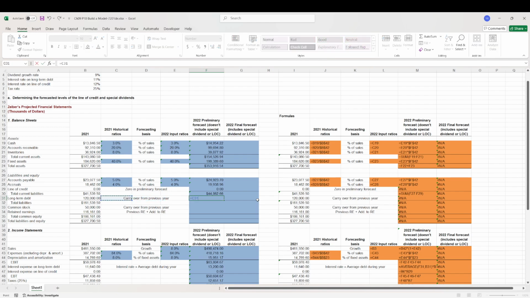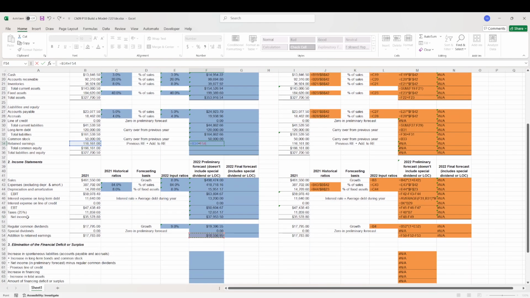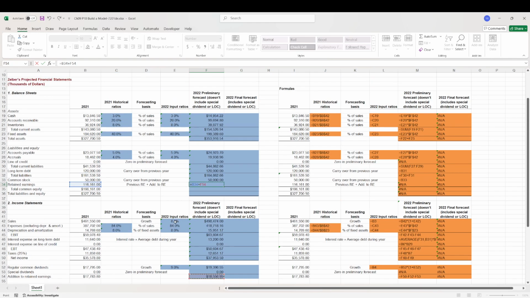The long-term debt is going to carry over. So the total liability is total current liability plus long-term debt. And then the common stock will carry over. The retained earnings will be the previous number plus the addition to retained earnings, which is the last row in the income statement. And then the total common equity is going to be common stock plus retained earnings, right? So total liabilities and equities will be the total liabilities, row 32, plus total common equity, right? There's no preferred stock, so that's the 2.